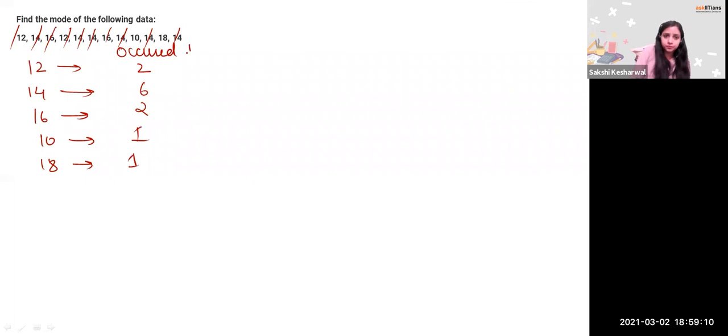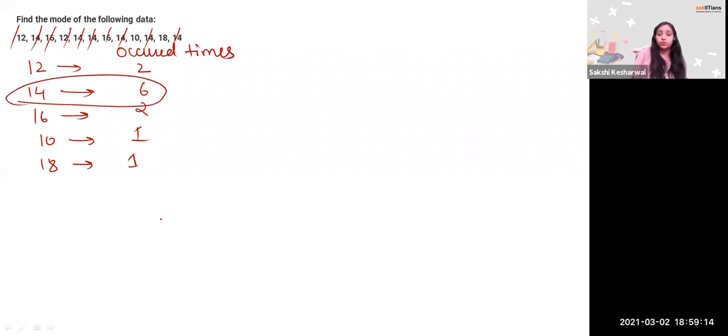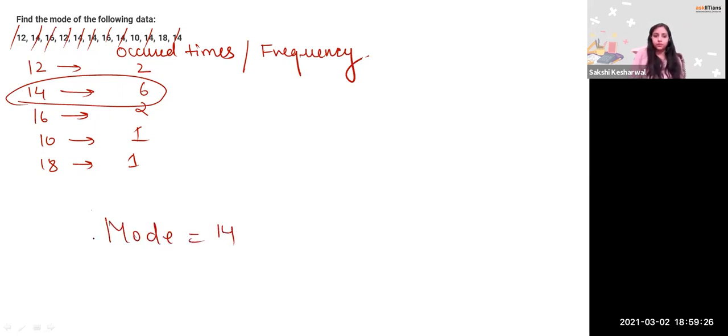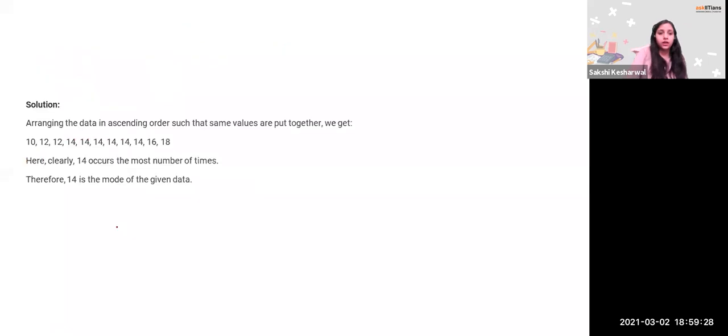So your mode is going to be what, beta? 14, which has occurred the most. Either you can say occurred, or you can say this as frequency, right? You can say either frequency or number of times occurred. So its mode is going to be 14, right? This is your answer.